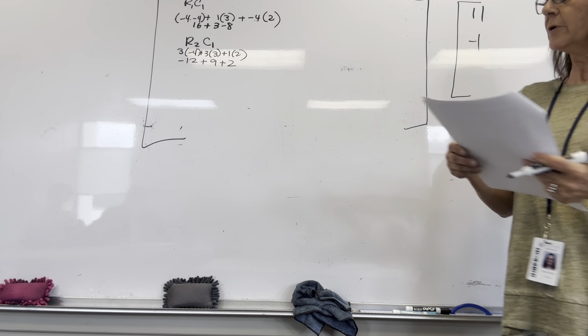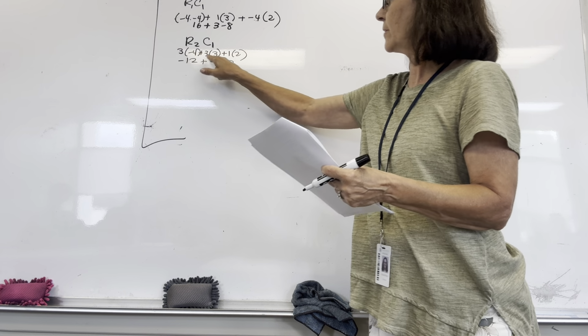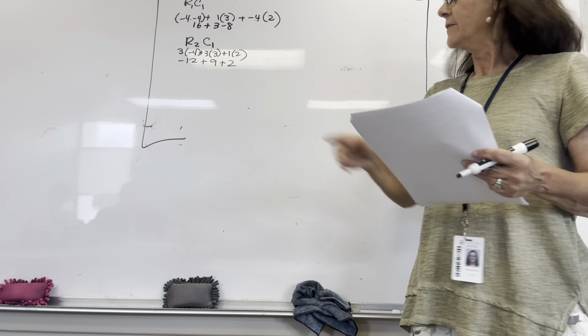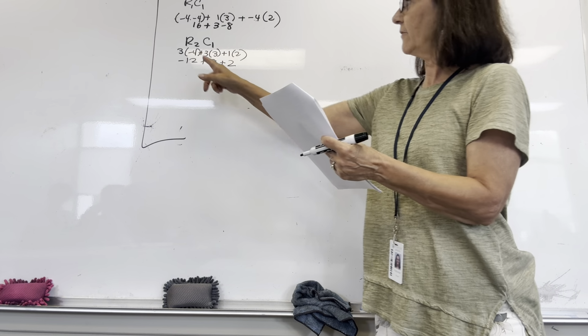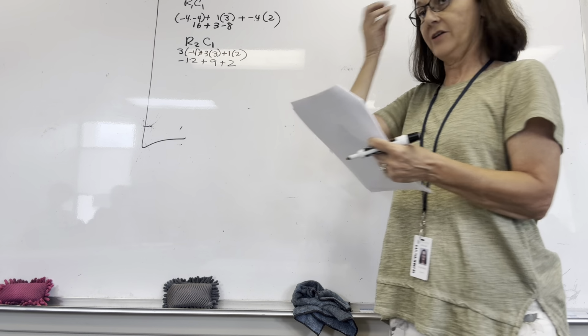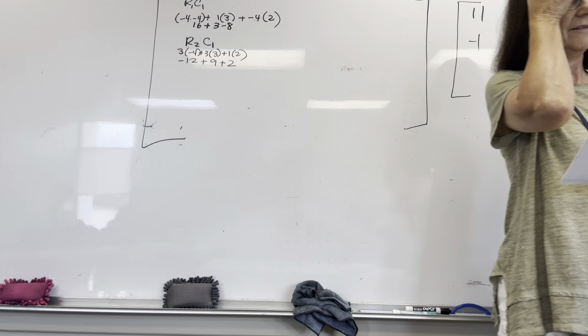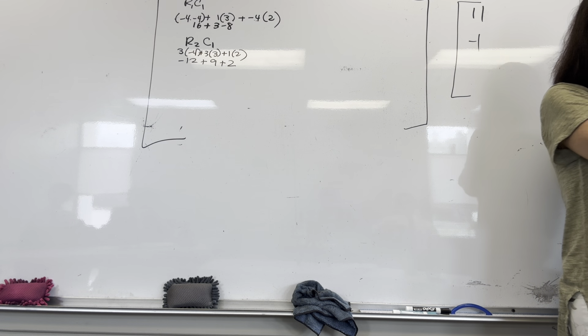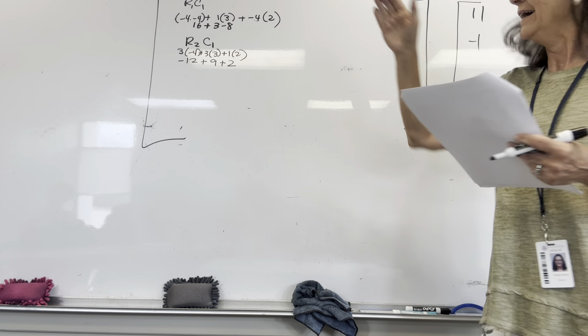All right, the first numbers are this row: 2, 3, 3, 1, right? The second numbers are column 1: -4, 3, and 2. Get it? And then you would do row 3 times column 1? Correct. And then row 2 times column 1? Yes.